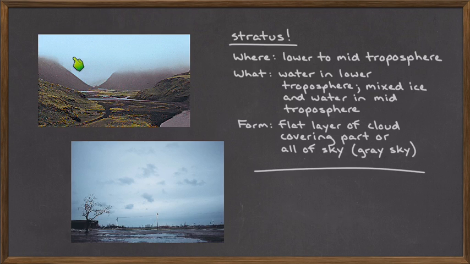This is a layer of cloud that's covering the whole sky here. Same as down here in the other example below. It's a layer of cloud that covers the whole sky. This one down here below is raining. So stratus clouds do rain. They typically don't rain hard, but they do rain.